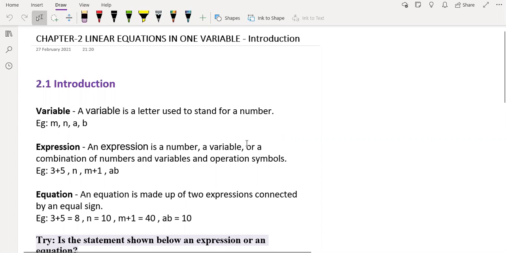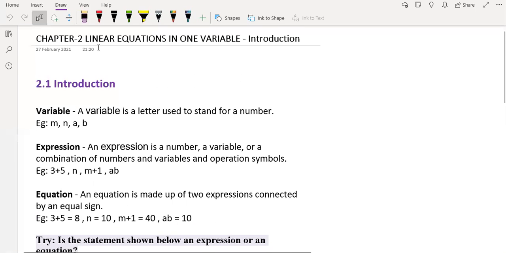So, hi everyone. Let us start with chapter 2, that is linear equations in one variable. This chapter can be divided into various sections. So, let us start with the first section, which is the introduction. This is a very interesting and an easy chapter. So, let's begin.